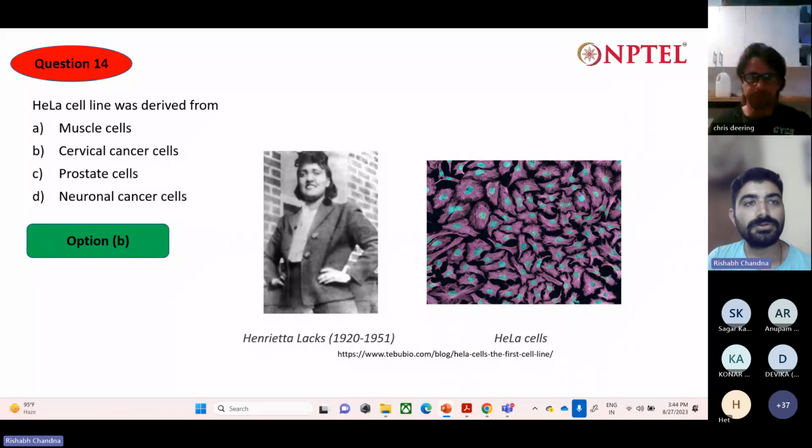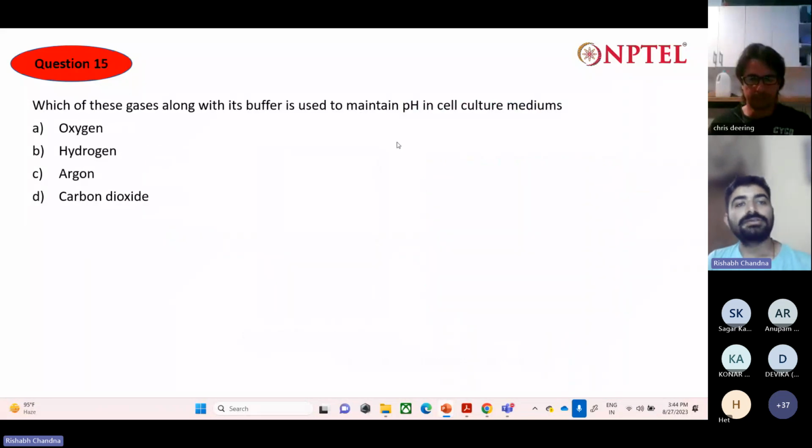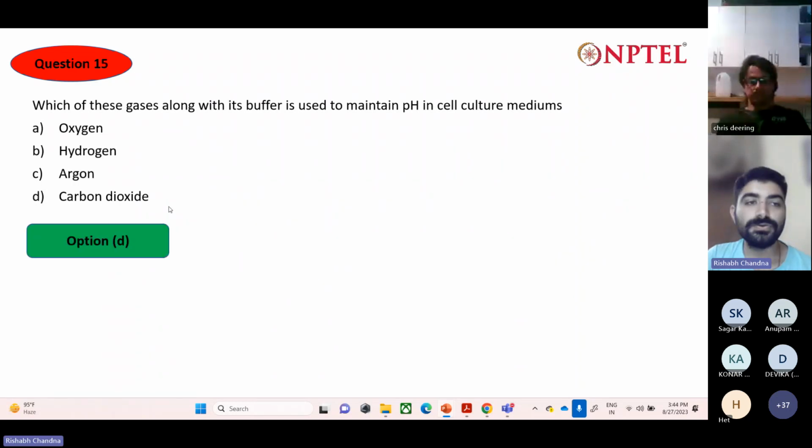So let's move on to the next question. Which of these gases, along with its buffer, is used to maintain pH in cell culture mediums? So can you take CO2? CO2, yes, CO2 is the answer. And how does it help in maintaining the pH? Can anybody tell me, or can anybody guess?